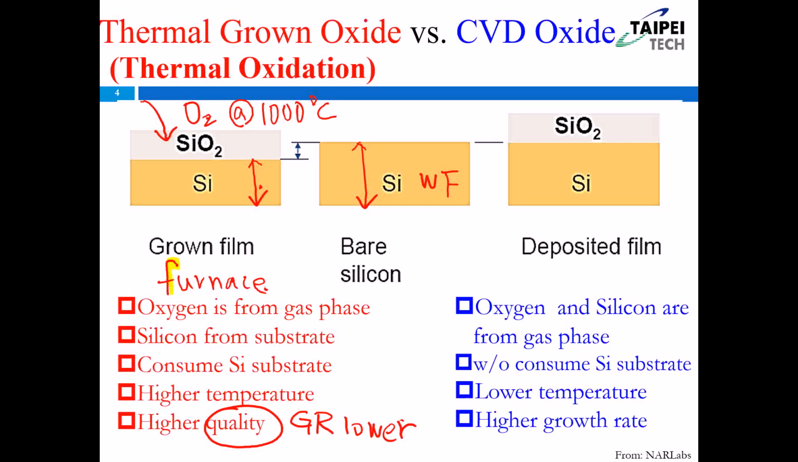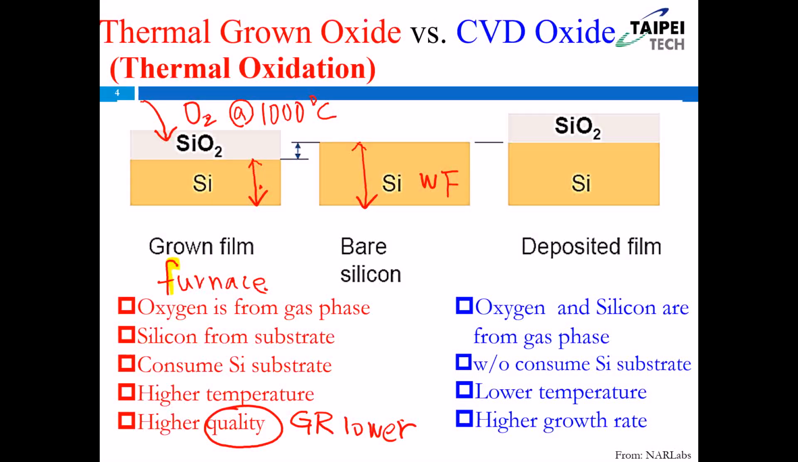So today, if you want to deposit or grow some material with high quality, you need to remember the growth rate is always slow. Growth rate is always slow in order to have better film quality. If you want high quality, the growth rate is much slower. So if we use oxidation, the growth rate is slow.